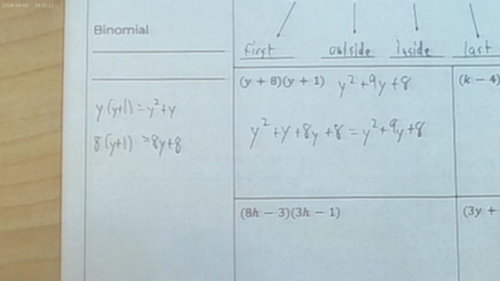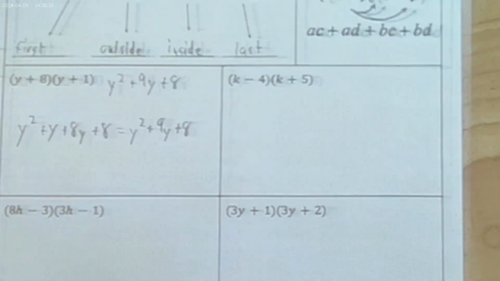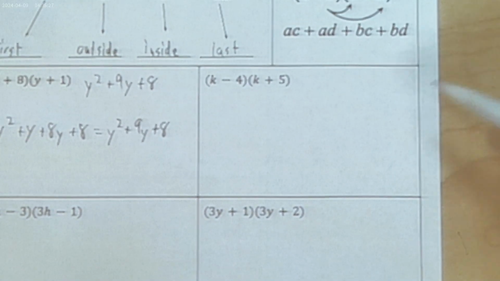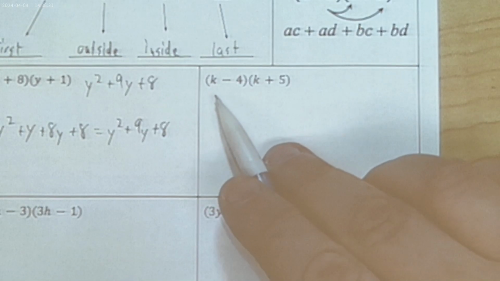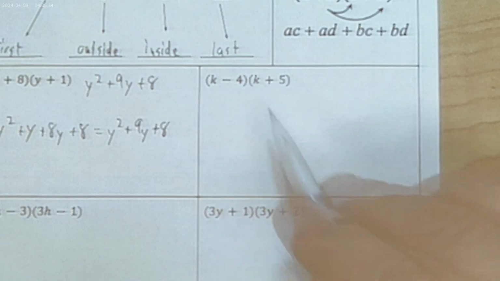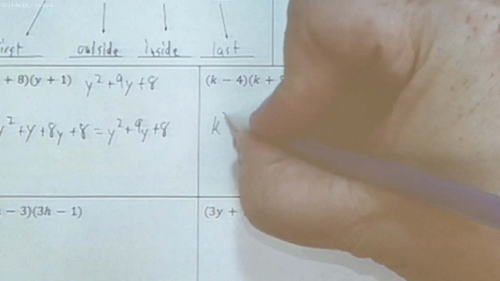You know what? Do it whichever way you feel comfortable doing. This is the FOIL method. We're going to focus on that from now on. So let's go ahead and get started.